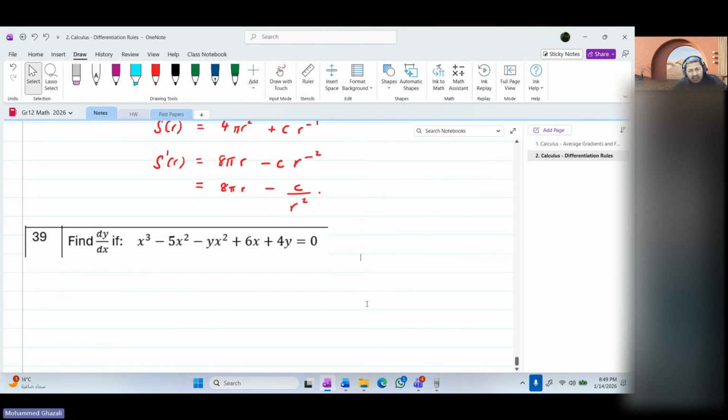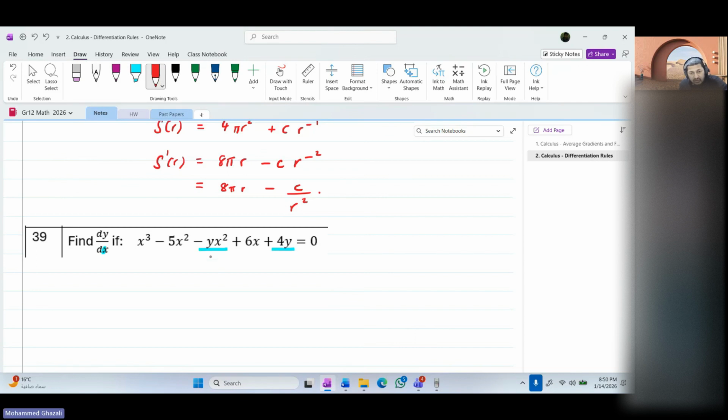Find dy/dx if x cubed minus 5x squared minus yx squared plus 6x plus 4y is equal to 0. Whoa, what are we going to do here? Right, so we want to find dy/dx. We want to differentiate with respect to x, okay? So obviously I need to throw all the x's onto the other side. So let's keep the y's here only. We have to solve for y.